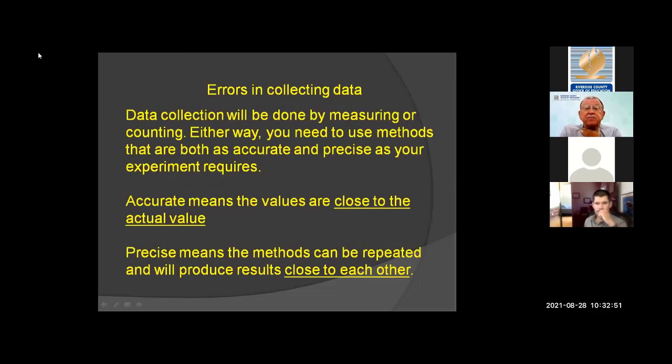Okay, data collection is done by measuring or counting. That's pretty much it. Either way, you need to use a method that's both accurate and precise as your experiment requires. Accurate means the values are close to the actual value, and precise means the methods can be repeated or produce results that are close to each other. And both of those are important.